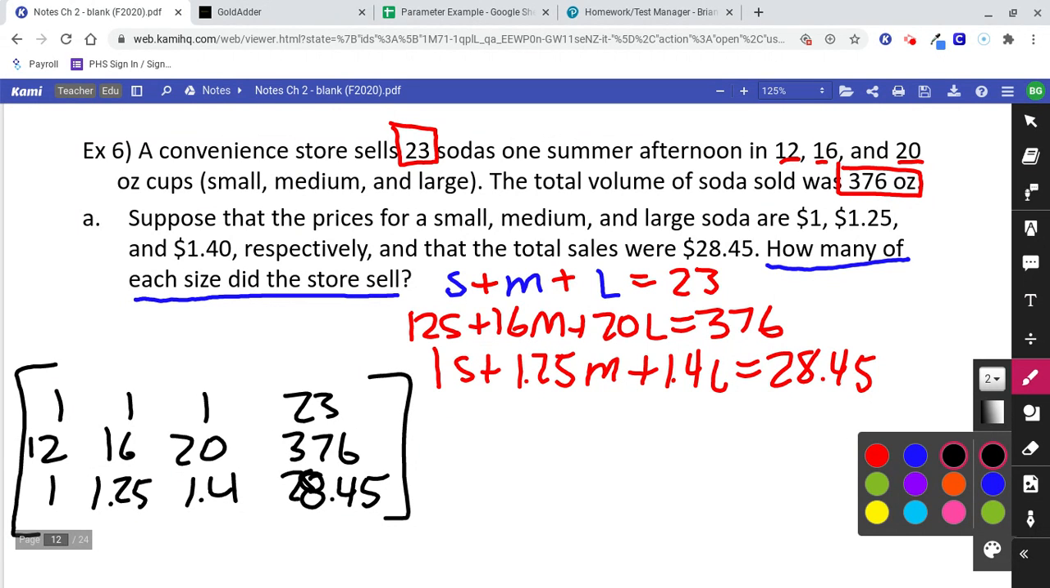There's my augmented matrix. And what I want to do is a reduced row echelon form of that 3x4 matrix. Now, one thing to point out, the website I'm about to use doesn't like the decimals in that last equation. So I can multiply by 100 to move the decimal 2 places. If I do that, that becomes 100, 125, 140, and 2,845. So let's use that one. I know my website will handle those numbers now that they don't have decimals.